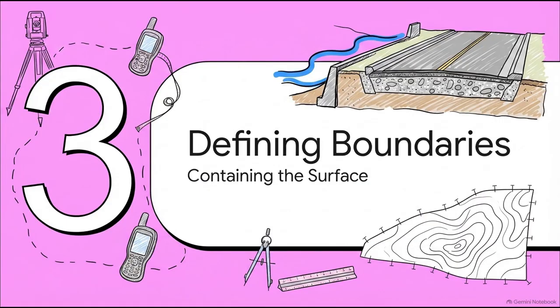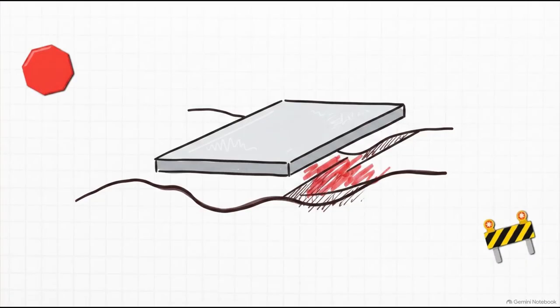Okay, on to Section 3, defining the boundaries and containing the surface. So you've got the surface, but right now it has absolutely no limits. We need to contain it. This next step is totally non-negotiable.